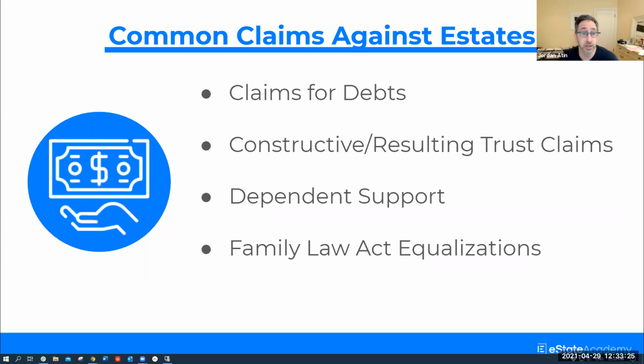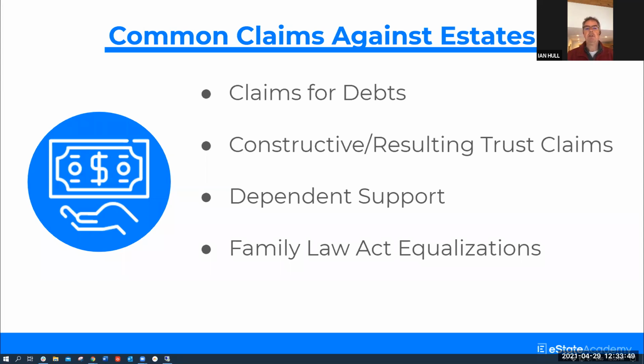Ian, maybe talk just a little bit about constructive trust and resulting trust claims that you might see against an estate. Sure. And I think that's where, as I was saying before, we want to just talk in terms of general concepts. A constructive trust and a resulting trust are claims that can be made which may be a surprise to your client, and they're the type of claims that may not be entirely intuitive.